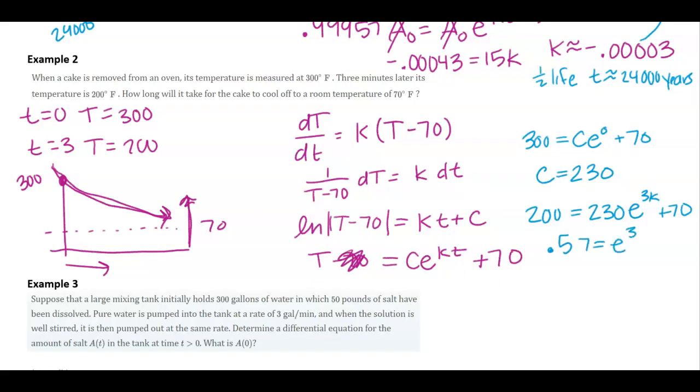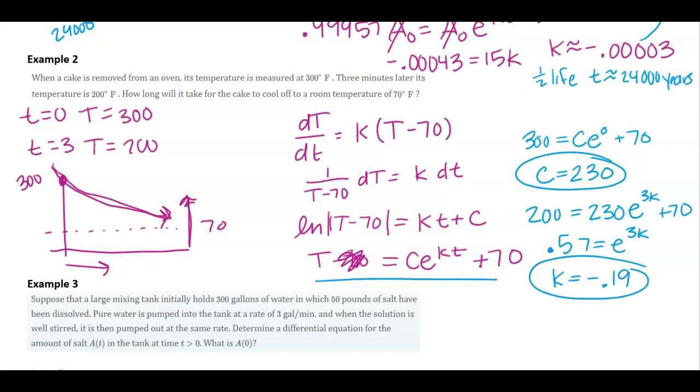230.57. If I take the natural log of that and divide by 3, then I get that my k must be negative 0.19. So that's my C and that's my k for my situation of this differential equation here.